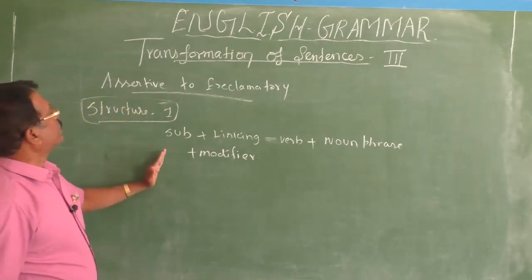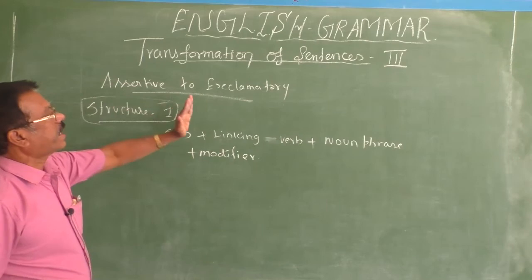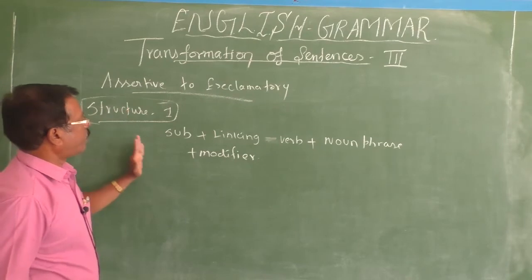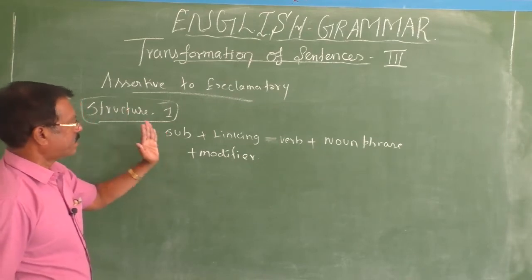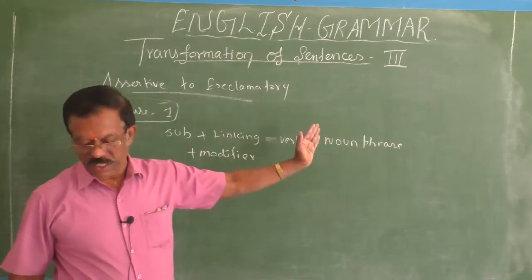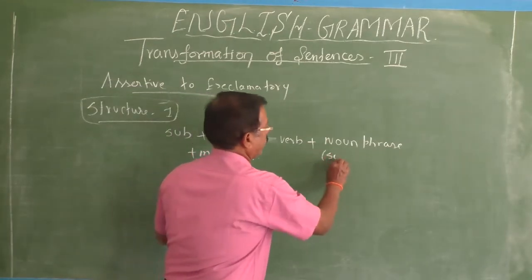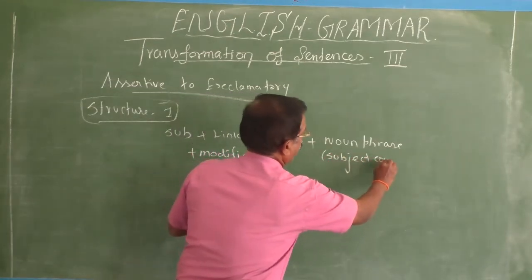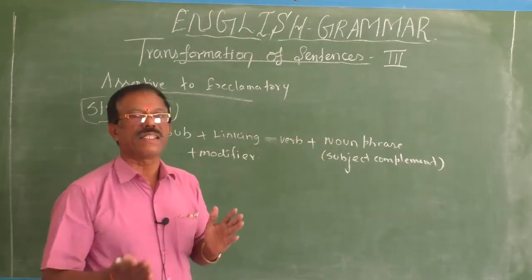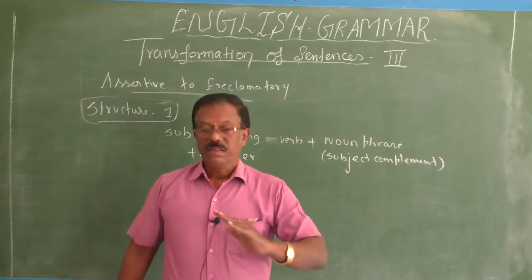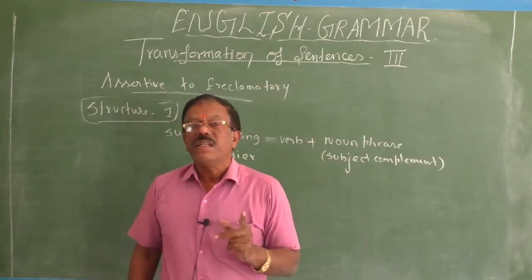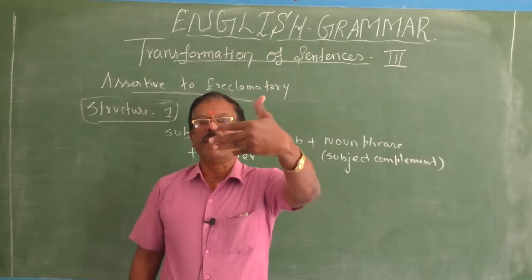So let me explain first how an assertive sentence can be transformed into an exclamatory sentence. This is the structure. If an affirmative sentence has the following structure, that is subject plus linking verb plus noun phrase, the noun phrase may consist of a subject complement. You know what a complement is? Anything that comes to complete the sense after the linking verb. That's very important. It's called a complement.